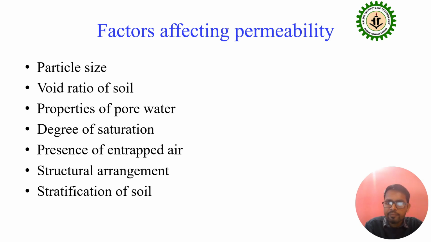Following are the factors which affect the permeability of soil. First one is the particle size, then void ratio of soil, properties of pore water, degree of saturation, presence of entrapped air, structural arrangement, and stratification of soil.